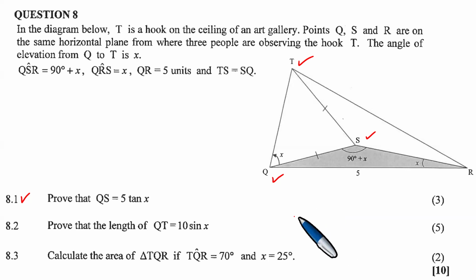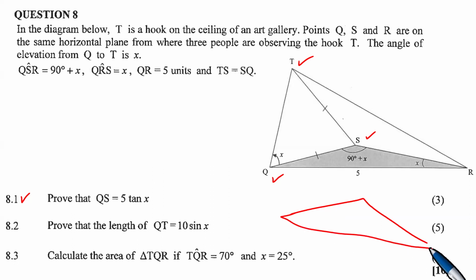Right. You see the bottom triangle, the gray shaded one? Angle SQR is X. So this is the gray triangle that is X. And this angle is 90 degrees plus X.